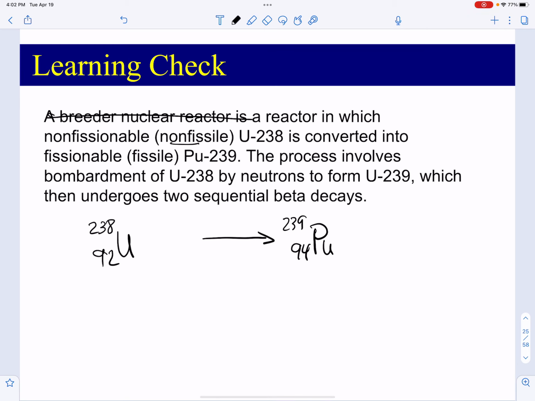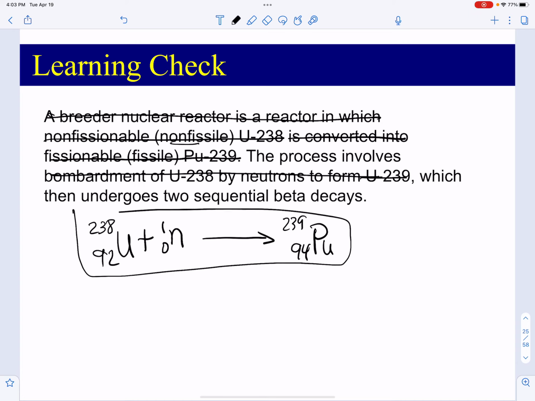So a breeder nuclear reactor is a reactor in which non-fissionable uranium-238 is converted into fissionable plutonium-239. The process involves bombardment. So we're going to bombard uranium-238 with neutrons to form uranium-239, which then undergoes two sequential beta decays. So this is the final reaction.